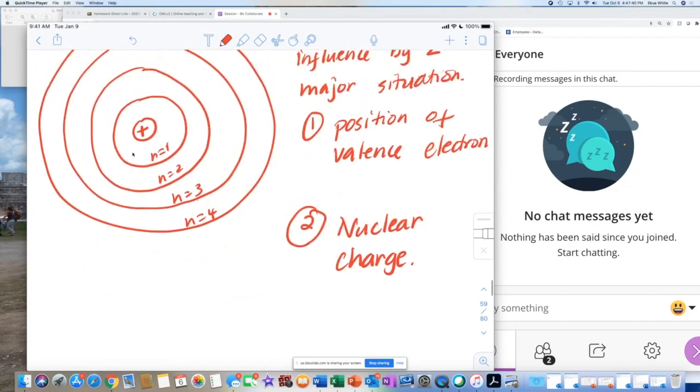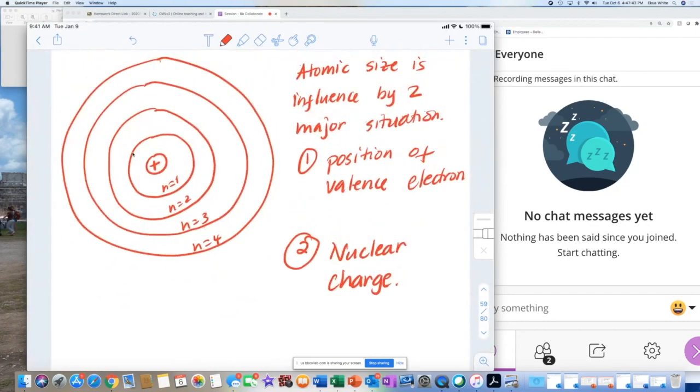If you can figure out the position of the valence electron, not all the electrons, just the valence electron, then looking at this, we have a nucleus in the center. Your electron can be on energy level 1, the closest to the nucleus, energy level 2, energy level 3, or 4 based on this picture. If your valence electron is furthest away from the nucleus, that will make the size of the atom very big.